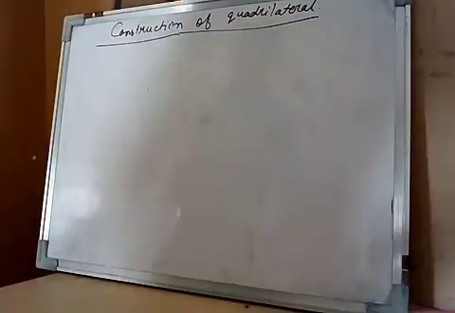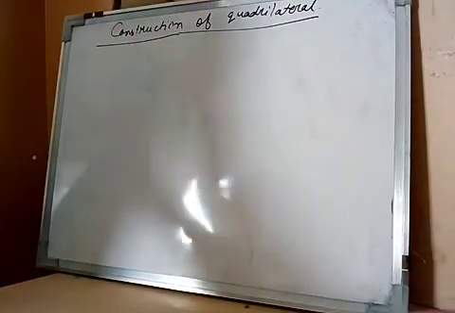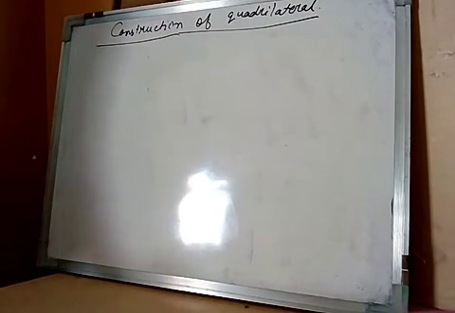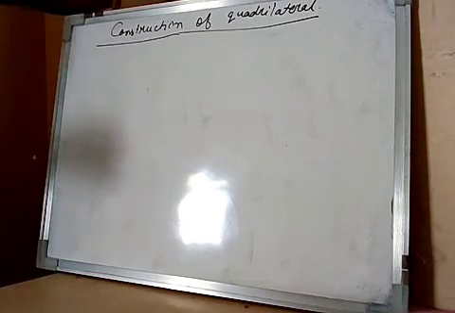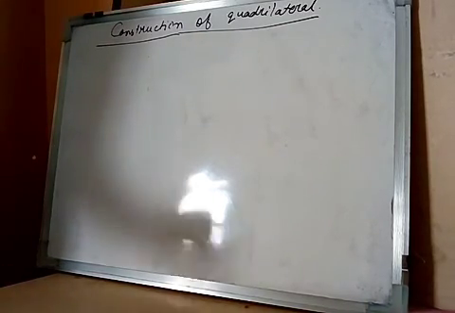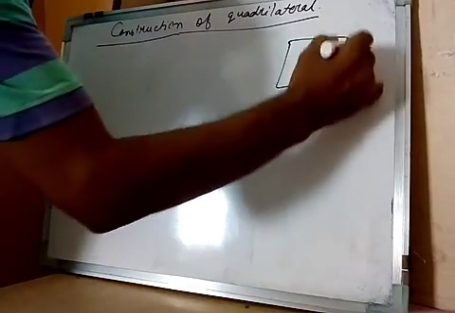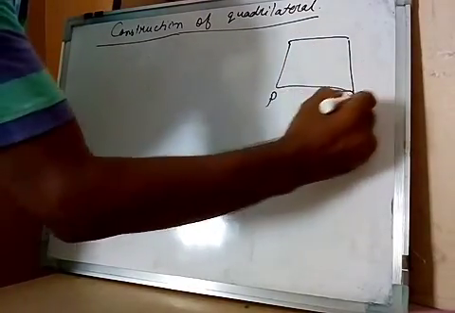Here in this construction of a quadrilateral, we have to do the construction by given three angles and two sides. So here the quadrilateral is PLAN. First we have to draw a rough figure of PLAN.